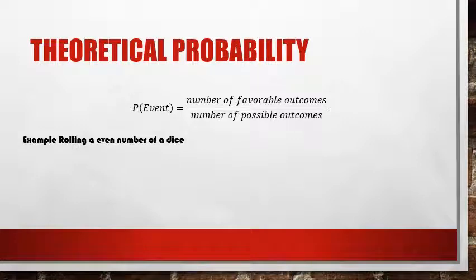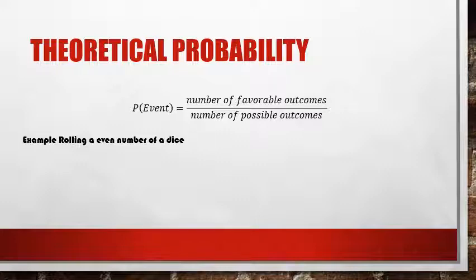Alright, starting off with theoretical probability. In order to find theoretical probability, we find the number of favorable outcomes and the number of possible outcomes. Here I have an example for you. Example: rolling an even number on a dice.